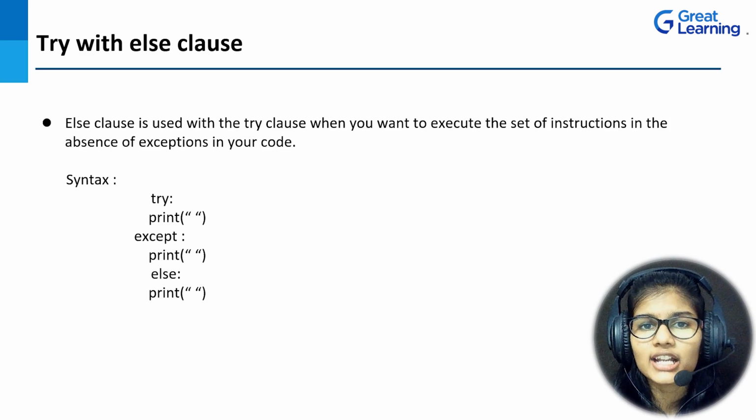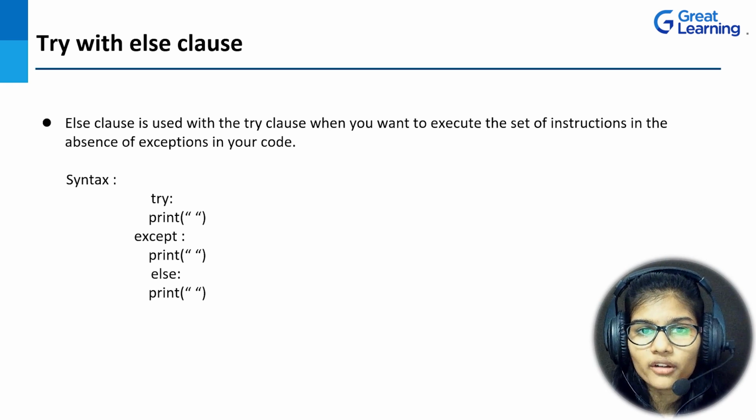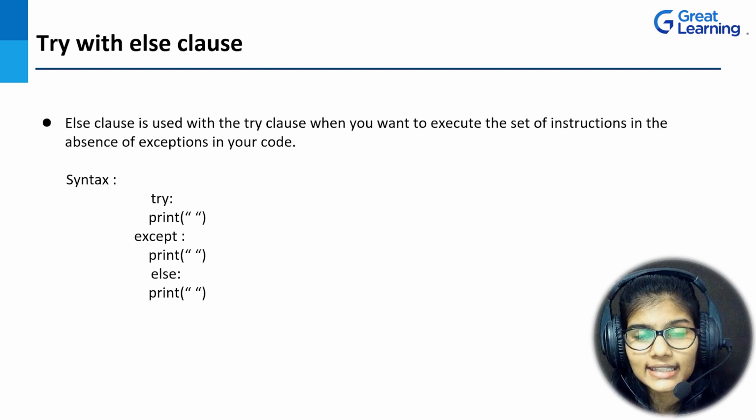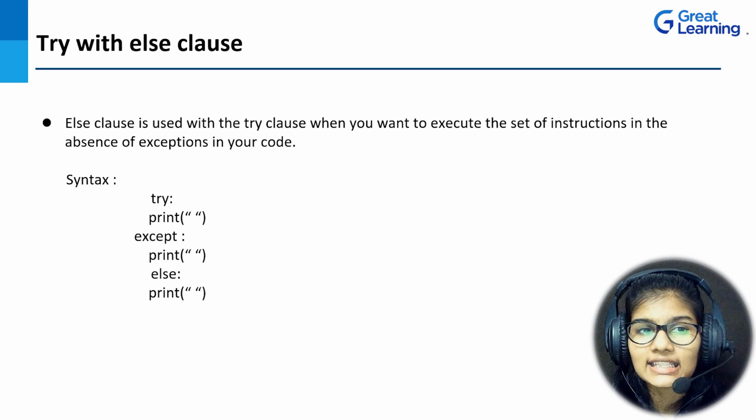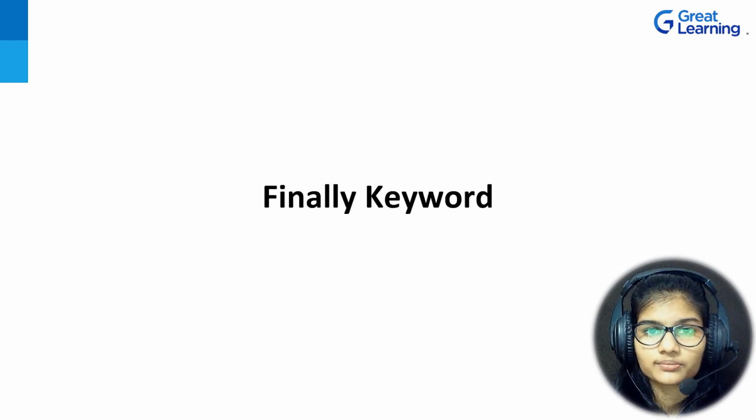Then we had gone ahead with the try and the else clause. I told you how to use the try with the else clause. The block of code written inside the else clause only and only gets executed when you do not have any exceptions in your program. If you are having any exceptions, then your else clause will not at all get executed, right? This was what we had seen in the try with else clause.